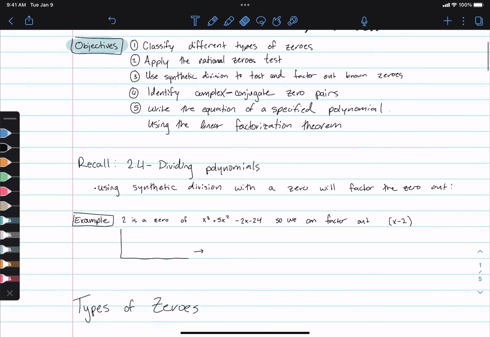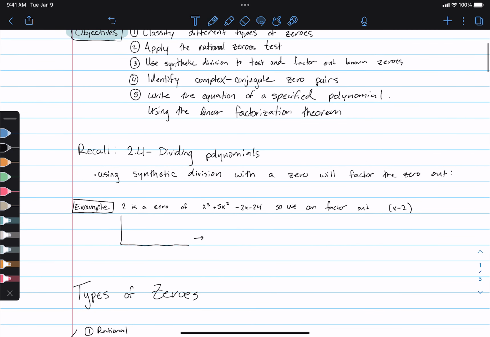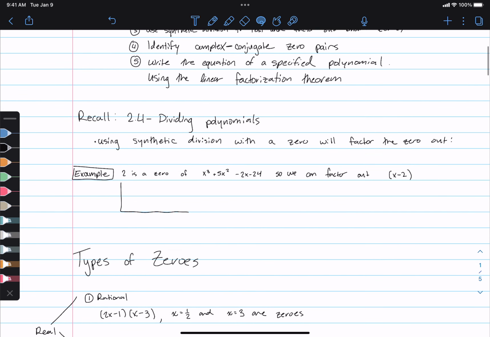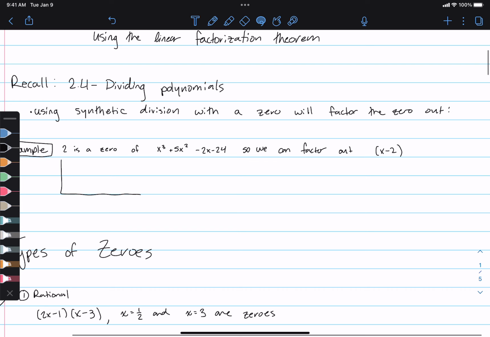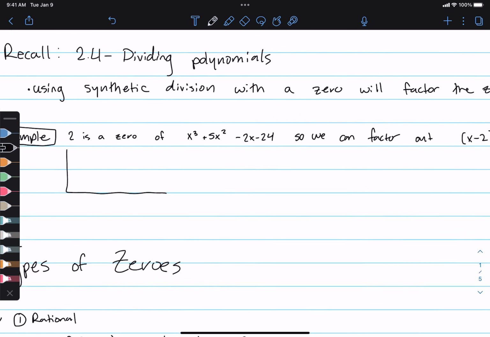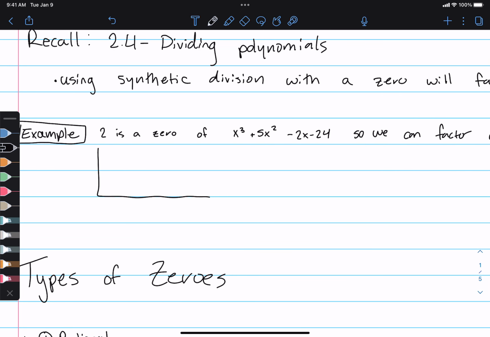So, recall from section 2.4, which was dividing polynomials, that we can use synthetic division with a zero to factor that zero term out. So because 2 is a zero of x cubed plus 5x squared minus 2x minus 24, we can factor out an x minus 2 term. And let's go ahead and try that right here. So we're going to write the coefficients in order, using placeholder zeros if needed. So 1, 5, negative 2, negative 24. And then we're going to place our zero out here on the left, so that's 2.